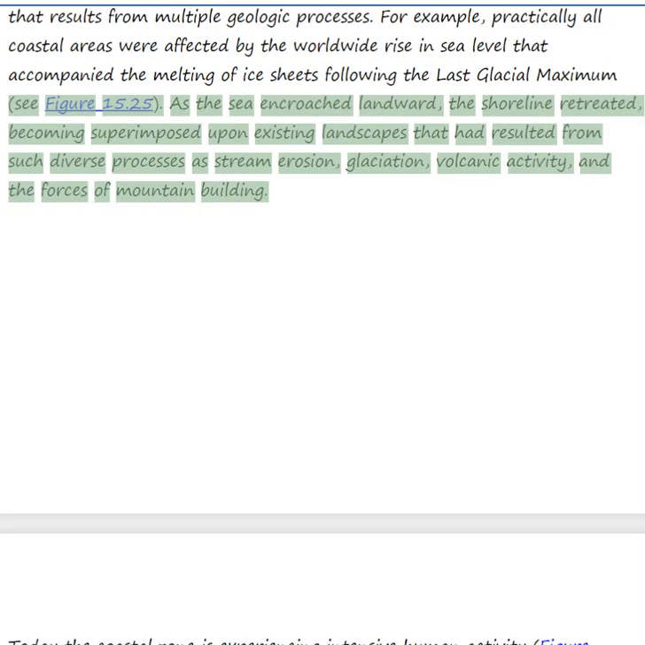As the sea encroached landward, the shoreline retreated, becoming superimposed upon existing landscapes that had resulted from such diverse processes as stream erosion, glaciation, volcanic activity, and the forces of mountain building.